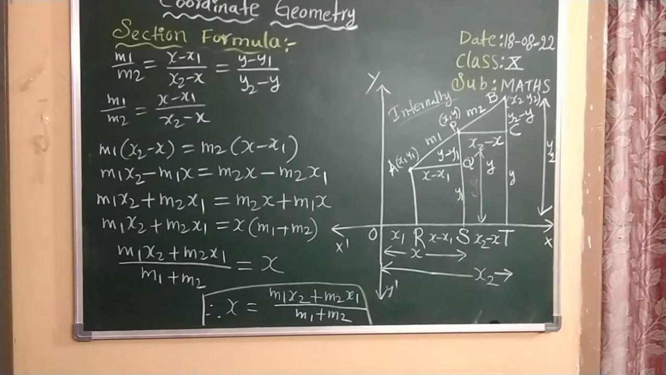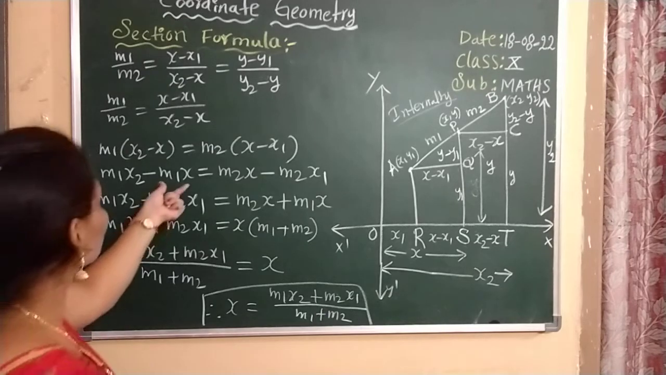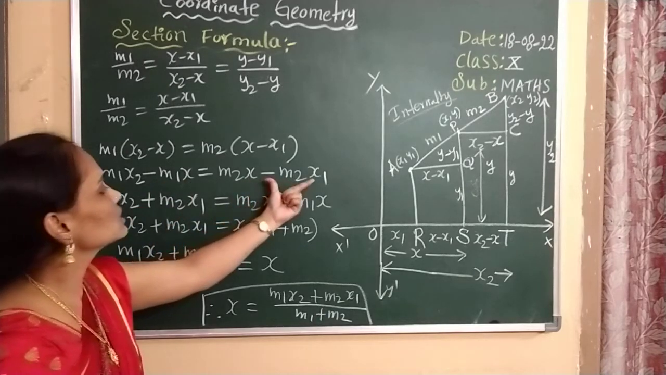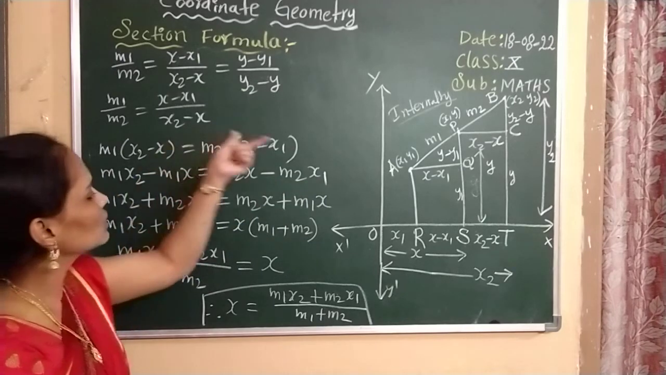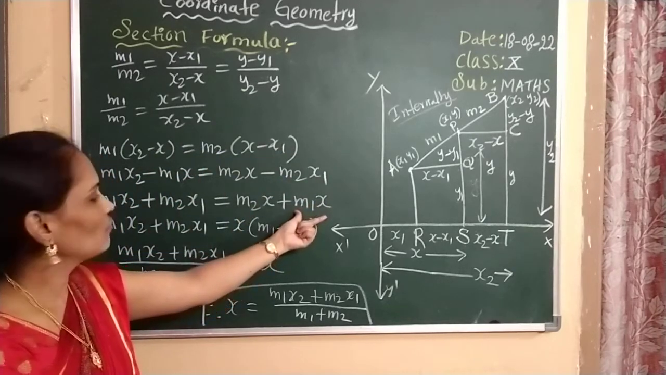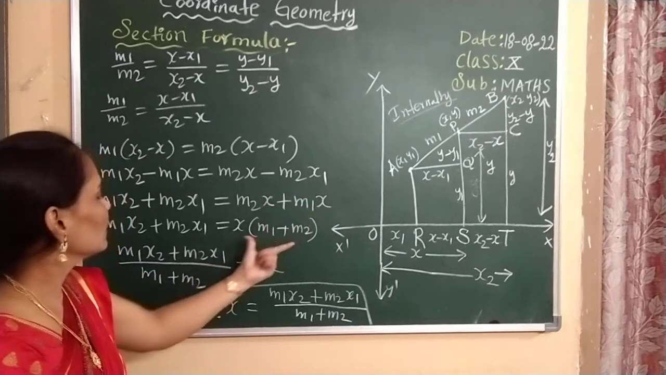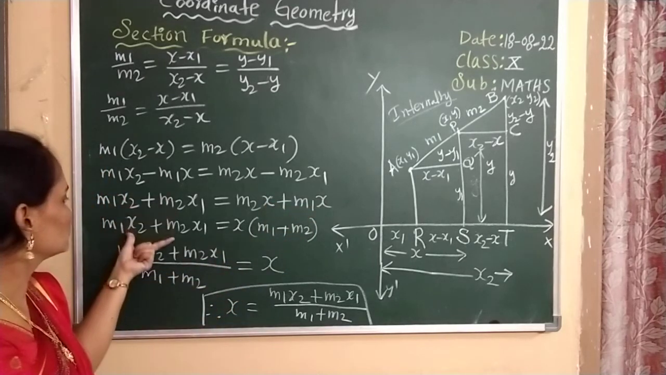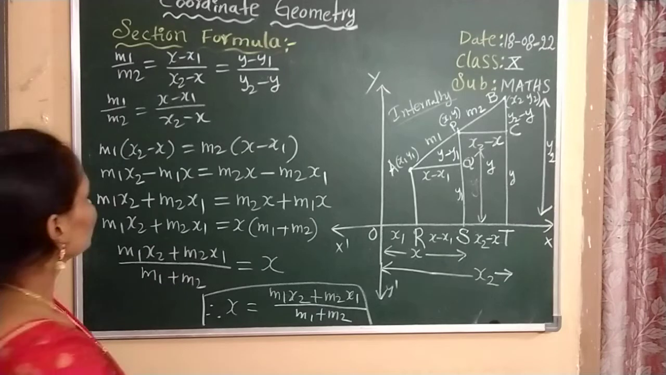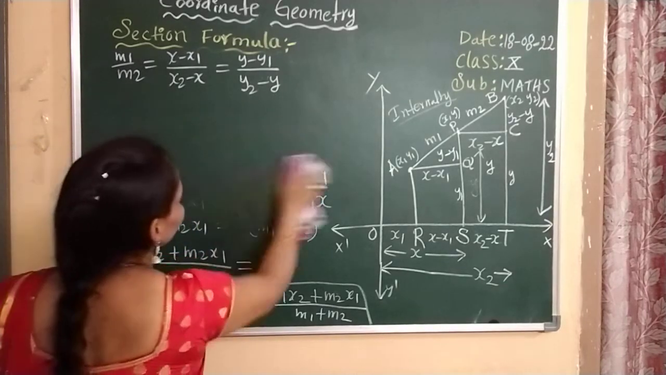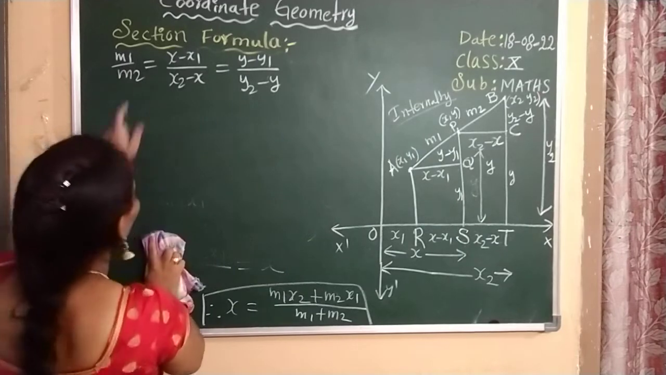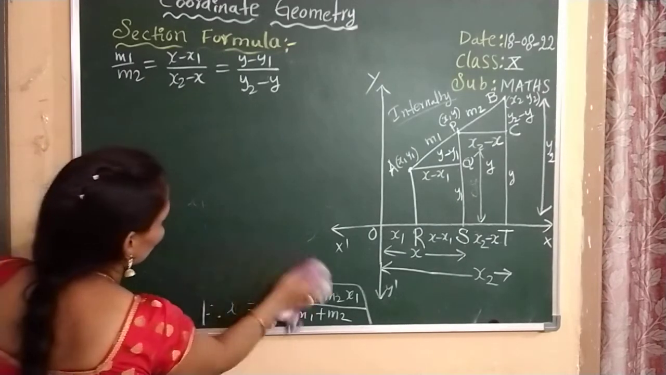Very simple, just take the transpose of the minus terms. After that take x common, remaining as it is. Now that is the x coordinate. Next we can equate y. If you equate x you get the x coordinate.